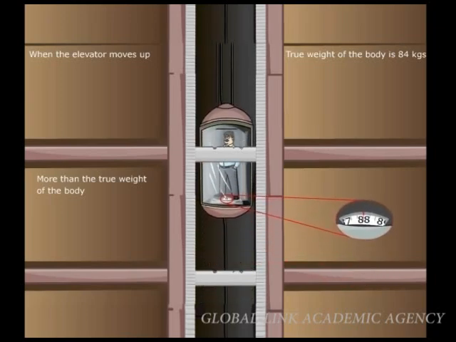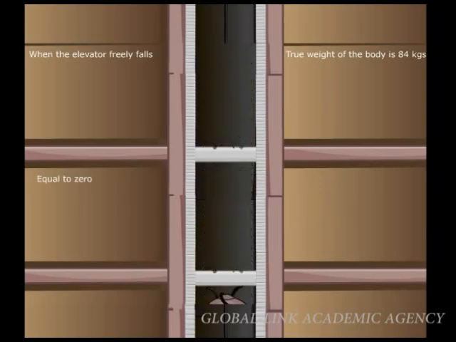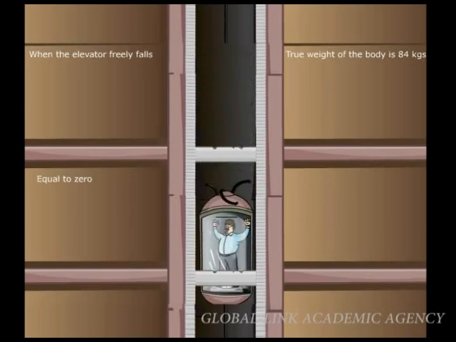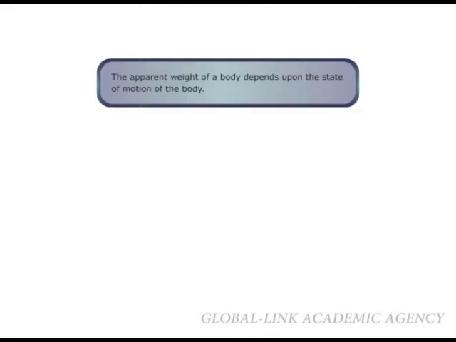The apparent weight can be more than the true weight of the body, less than it, and equal to 0. That is, the apparent weight of a body depends upon the state of motion of the body.